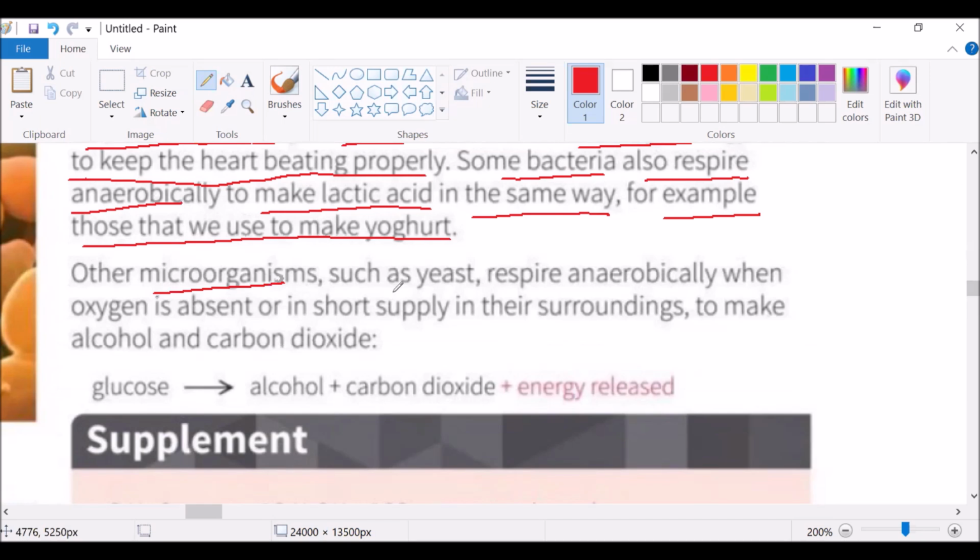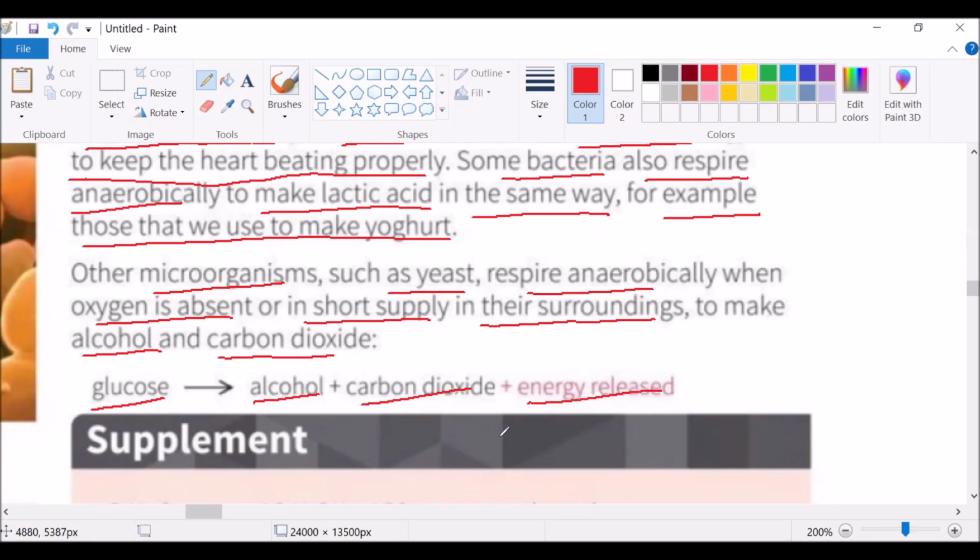Microorganisms such as yeast respire anaerobically when oxygen is absent or in short supply in their surroundings to make alcohol and carbon dioxide. So this is the equation for anaerobic respiration of yeast. Glucose is converted into alcohol and carbon dioxide, and energy is released.